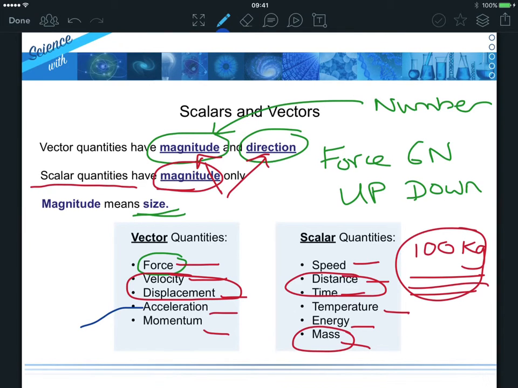acceleration does depend on velocity. So if you've got a quantity that depends on another quantity, and that quantity is a vector quantity, that means that the other one has to be as well. I've not made that very clear, but velocity is a vector quantity. Therefore, acceleration must also be a vector quantity. Same goes for momentum as well, of course, because that also depends on velocity.